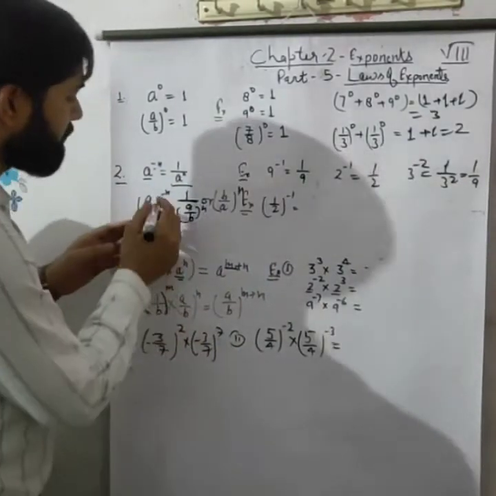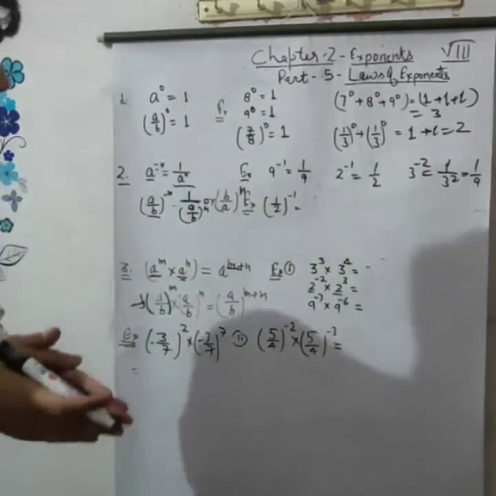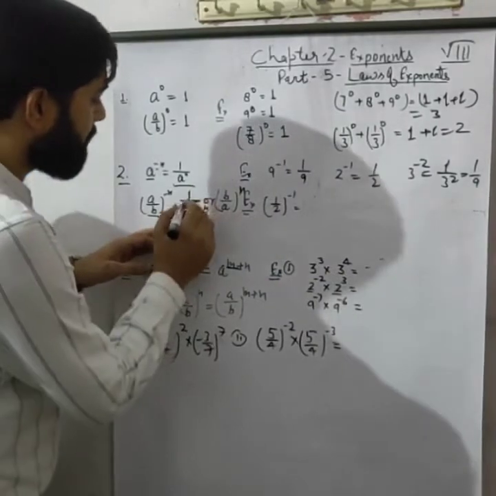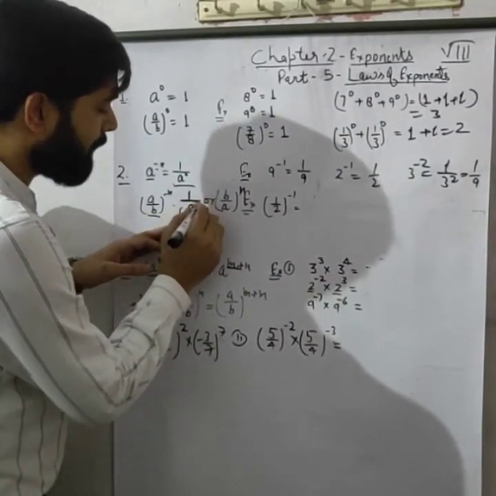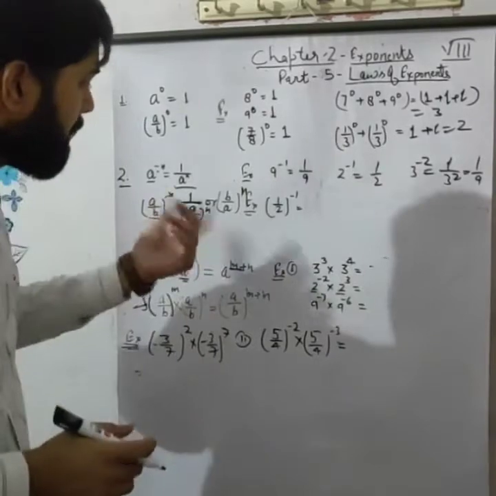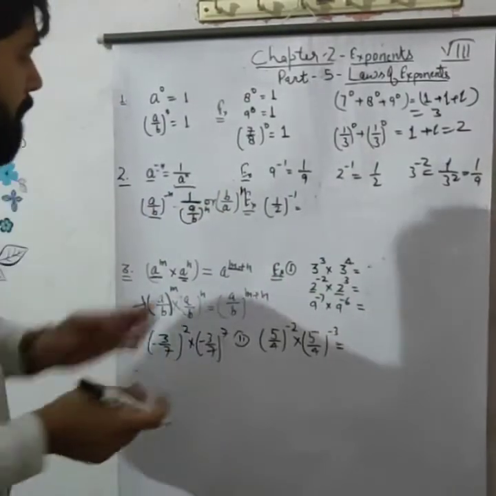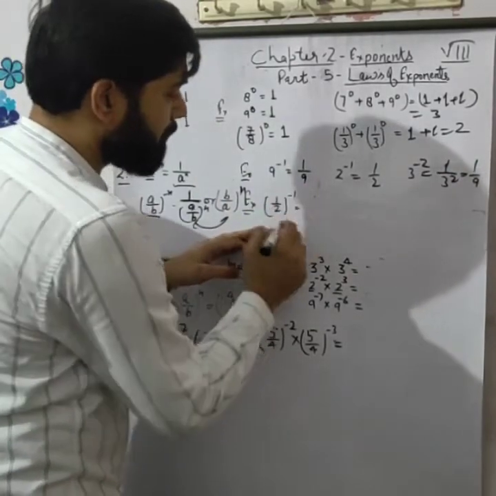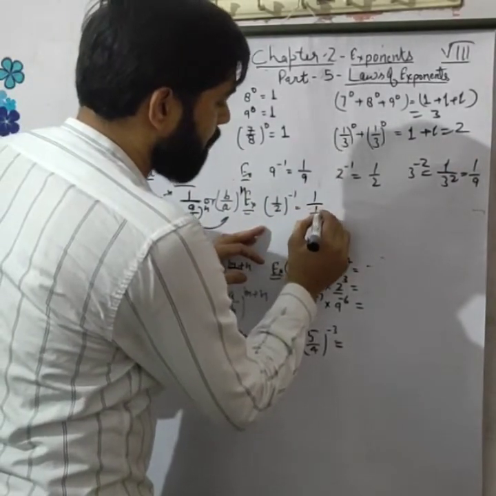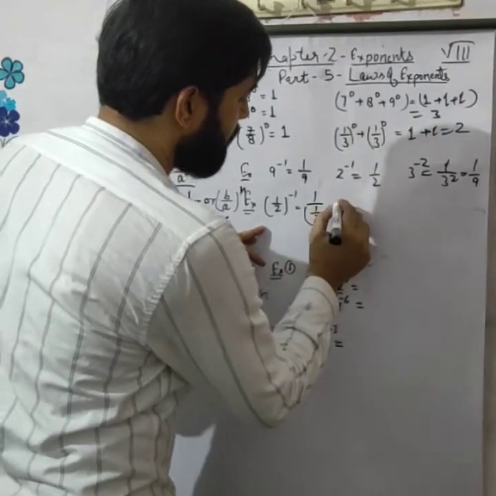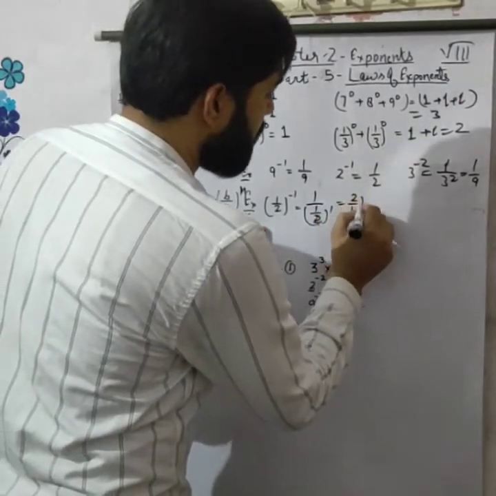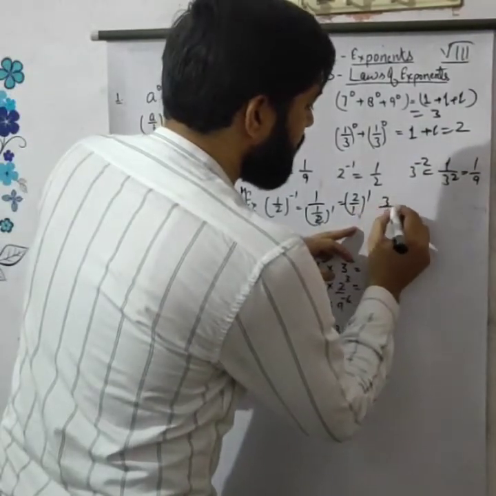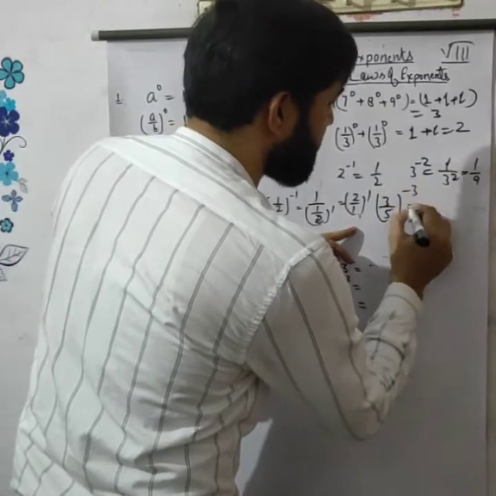Now another example: if the number is given in rational number form and raised to a negative power, how can we solve? We can write it in this form: 1 upon (a upon b) power n, or (b upon a) power n. You can write it in these two forms. So 1 upon 2 raised to the power minus 1, we can write as 1 upon (1 upon 2) raised to the power 1, or (2 upon 1) raised to the power 1. Another example, 3 upon 5 raised to the power minus 3.